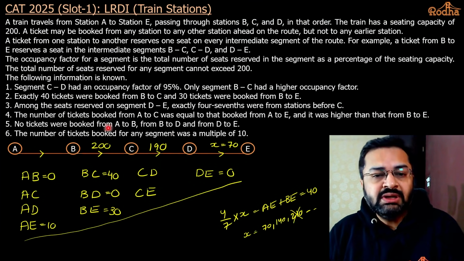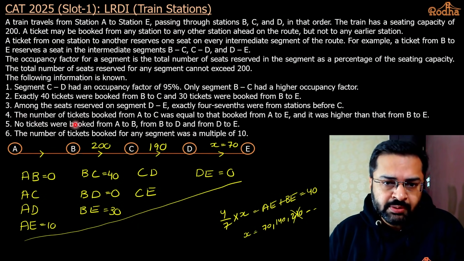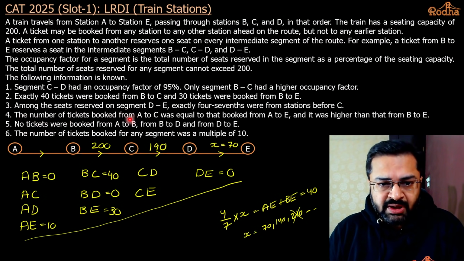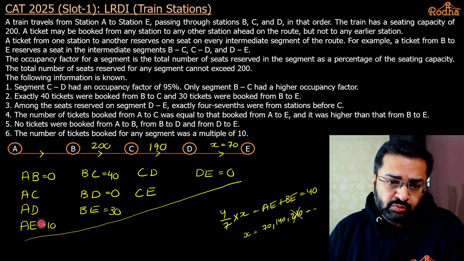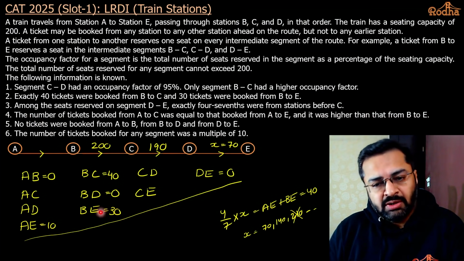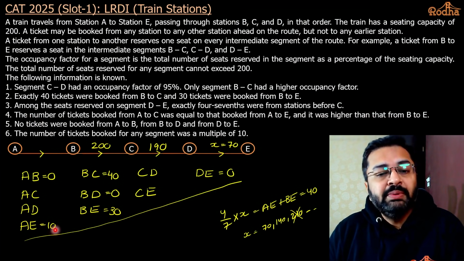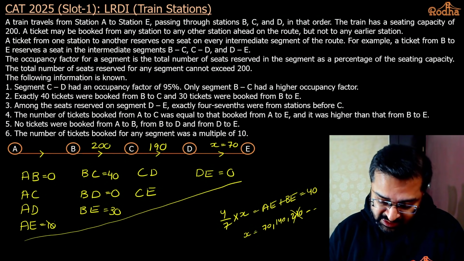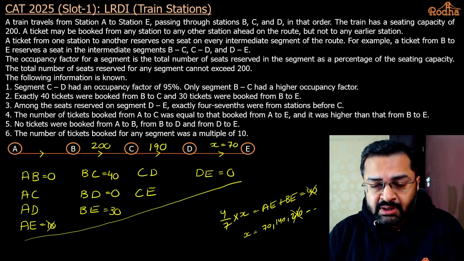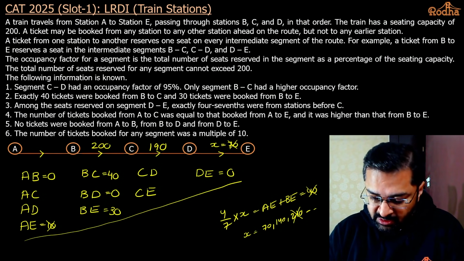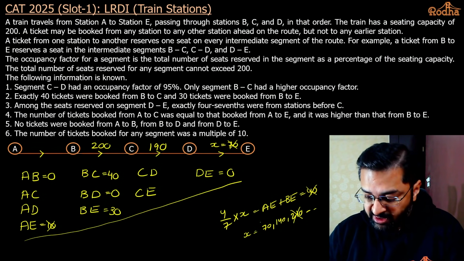Now the issue is that if you look at this fourth statement, the number of tickets booked from A to C was equal to that booked from A to E, so this is basically equal to this. And it was higher than that from B to E. So statement 4 says that AE has to be greater than BE. Now BE is 30, so AE cannot be 10. So this is incorrect, and if this is incorrect, then X equal to 70 is not going to work.